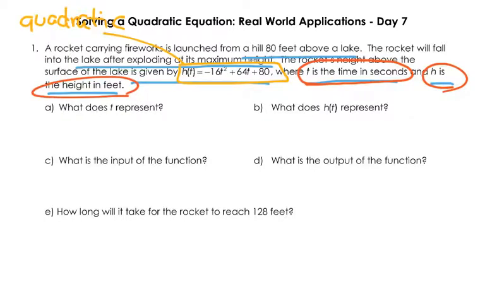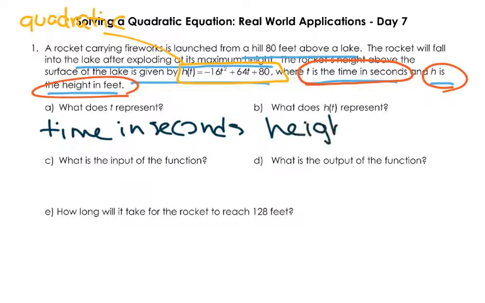And actually our first question says, what does t represent? Well, t represents time in seconds. And the next question, B, says, what does h of t represent? And that represents the height in feet. What is the input of the function? Well, the input here would be time, right?